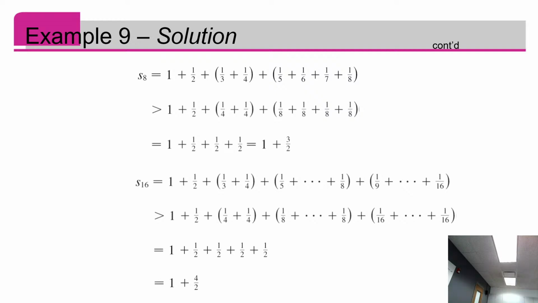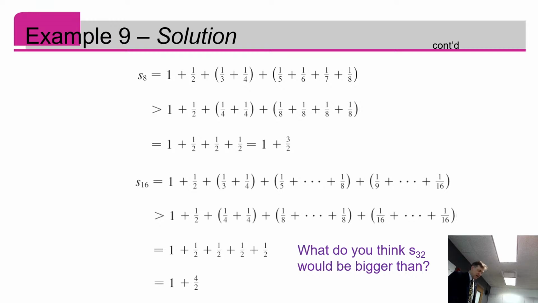It's going very slowly. If I did the next partial sum, it would be bigger than 1 plus 5/2, and so on. But the thing that is interesting here is that these sums get bigger. It's very slowly, but they keep getting bigger. So you might say, well, when will you have a partial sum that is bigger than 10, for example? Well, you could figure it out. You just have to figure out how many 1/2s you have to add, and then that'll give you the power of 2 that you have to go to.